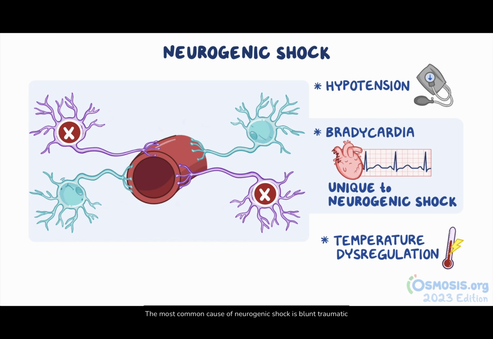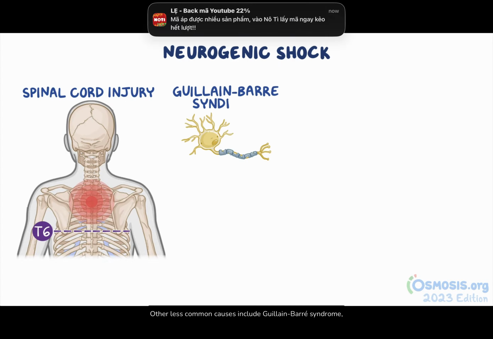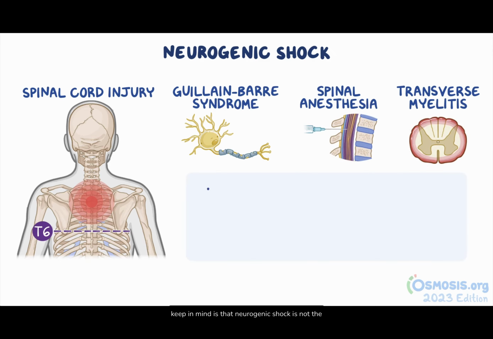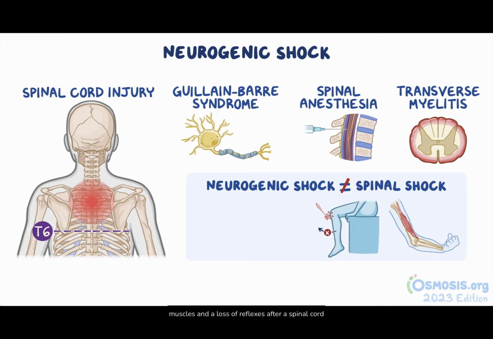The most common cause of neurogenic shock is blunt traumatic injury to the spinal cord above the level of T6. Other less common causes include Guillain-Barré syndrome, spinal anesthesia, and transverse myelitis. One important thing you should keep in mind is that neurogenic shock is not the same as spinal shock. Spinal shock refers to flaccidity of muscles and a loss of reflexes after a spinal cord injury.